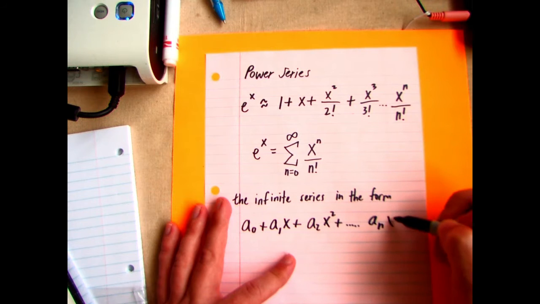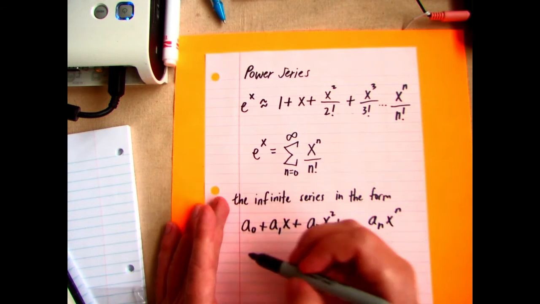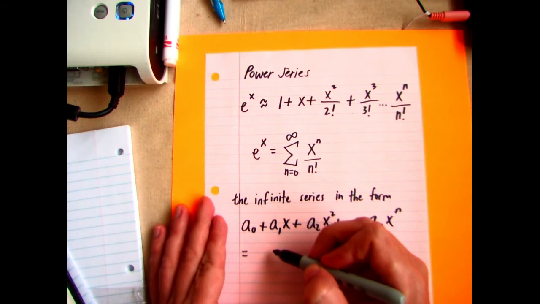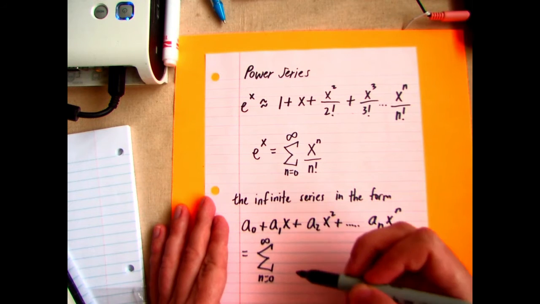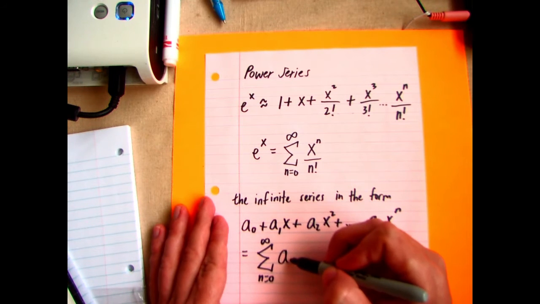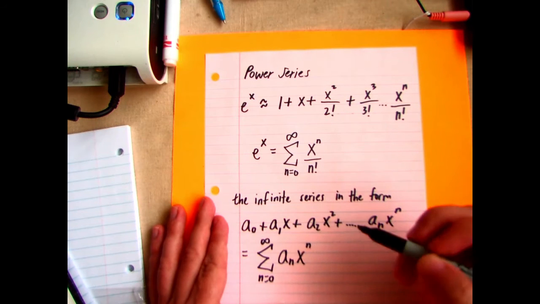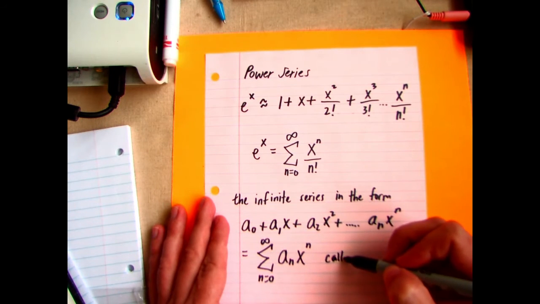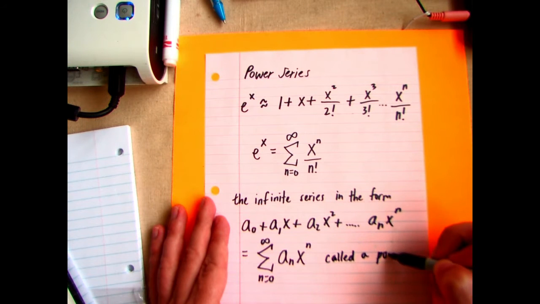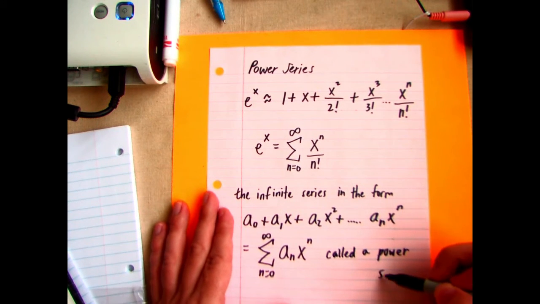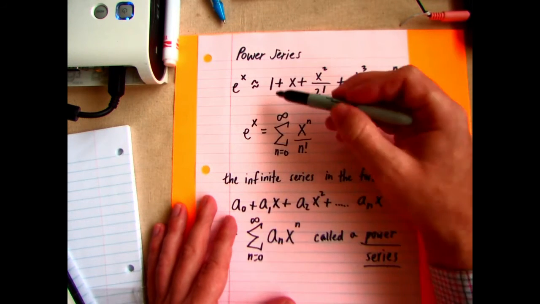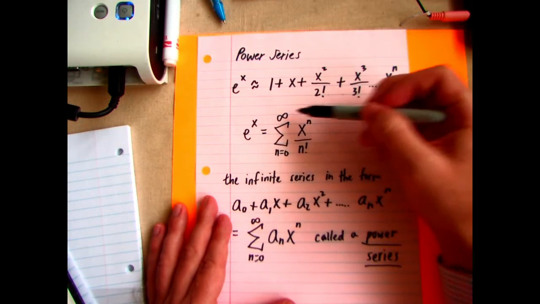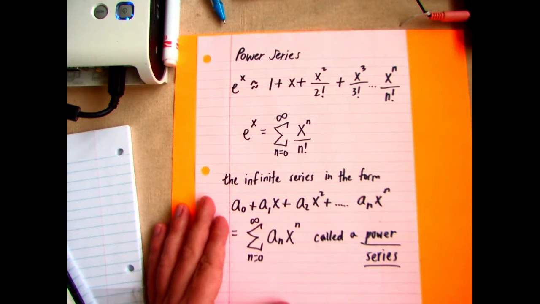So here's another random infinite series, just to kind of show you the form of this infinite sum that we're going to write. It's going to start at n equals 0. It's going to go to infinity. And we have a to the n, x to the n. And this is called a power series. For this example, it's a power series centered around x being 0, just like in our previous example with e to the x.